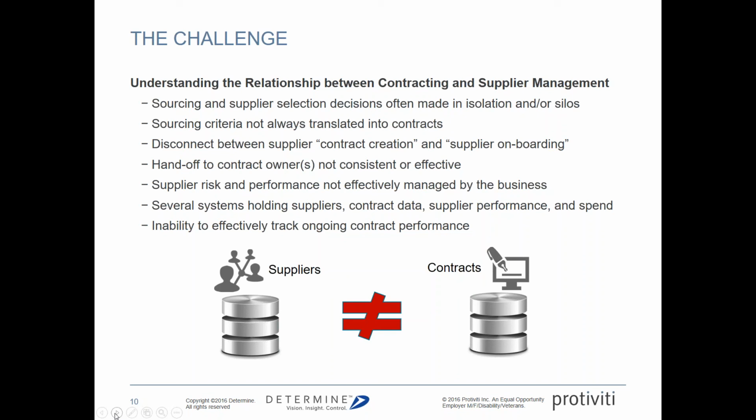Finally, separate systems often hold supplier information, contract data, supplier performance, and spend. And with supplier information, it's not unusual to have more than 5 different systems to manage supplier information alone, let alone all the other systems that could be in place for trying to manage the relationship and transactions that occur with those suppliers.